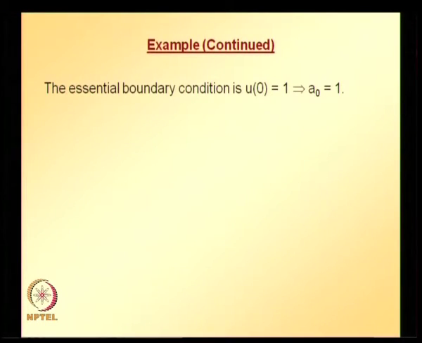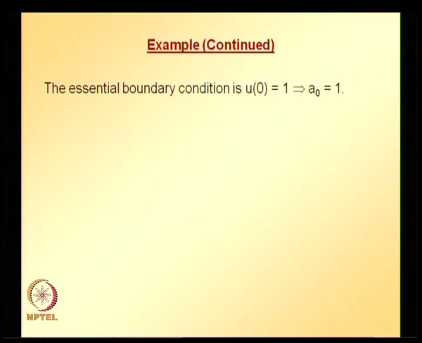To make this trial solution admissible, what you need to do? You need to substitute the essential boundary conditions that are given for this particular problem. This is the reason why you should be good at identifying, if a boundary value problem is given with boundary conditions, which boundary condition is essential and which is natural, because we need to make the trial solution admissible, we need to substitute the essential boundary condition before we proceed further.